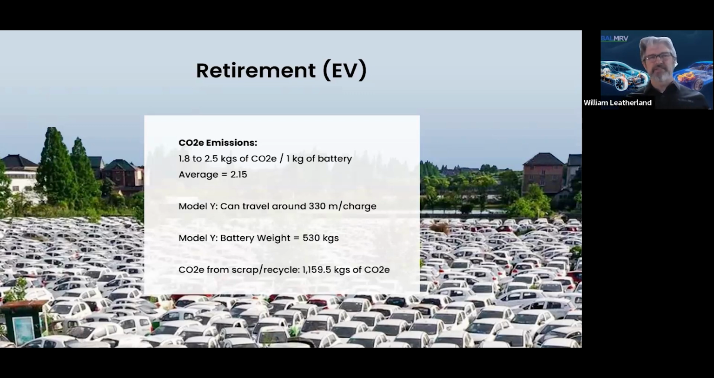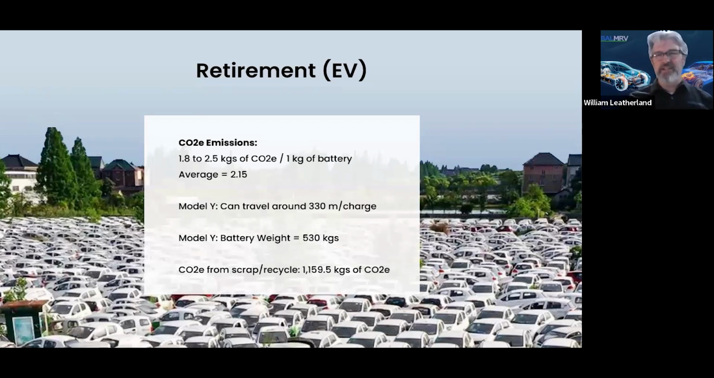Most of the time, this part of the discussion just devolves into, once again, someone saying, oh, they just take the battery and they just dump it in the ground and it just poisons the earth. But they have good recycling programs that they're working on. When it comes to recycling that battery, it's anywhere from 1.8 to 2.5 kilograms of CO2 equivalent per kilogram of battery. So we're not talking about kilowatt hours anymore, we're talking about the actual size of the battery. And the average would be about 2.15 CO2 equivalents per kilogram of battery.